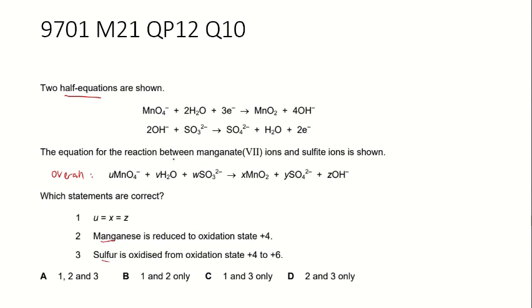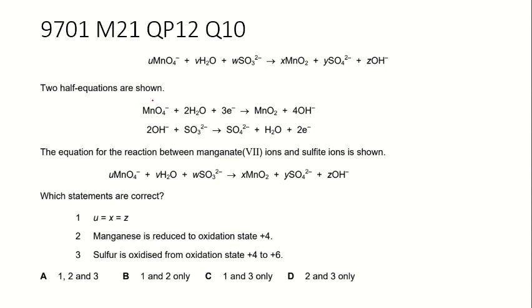Now that means we are going to use this overall equation a lot. So I am going to copy this equation one more time on top here so that we can use it more than once. Now first of all, redox, right? So we need to find the oxidation state for manganese and sulfur to check whether statements number 2 and 3 are correct or not. So I'm going to use the half equation.